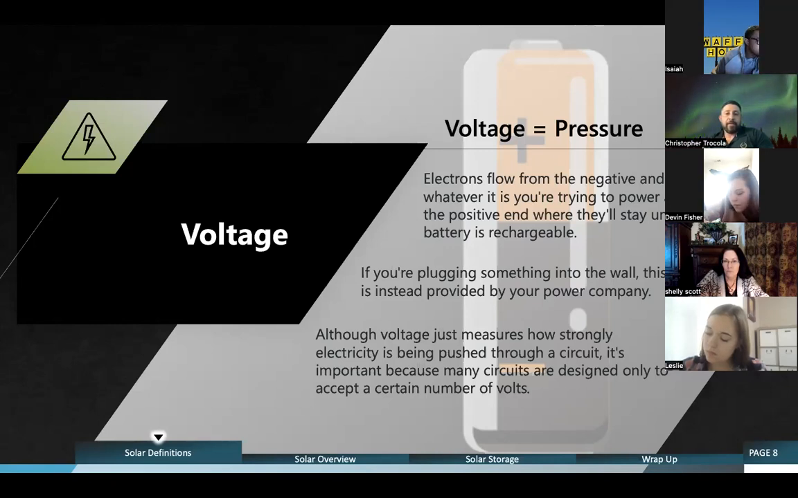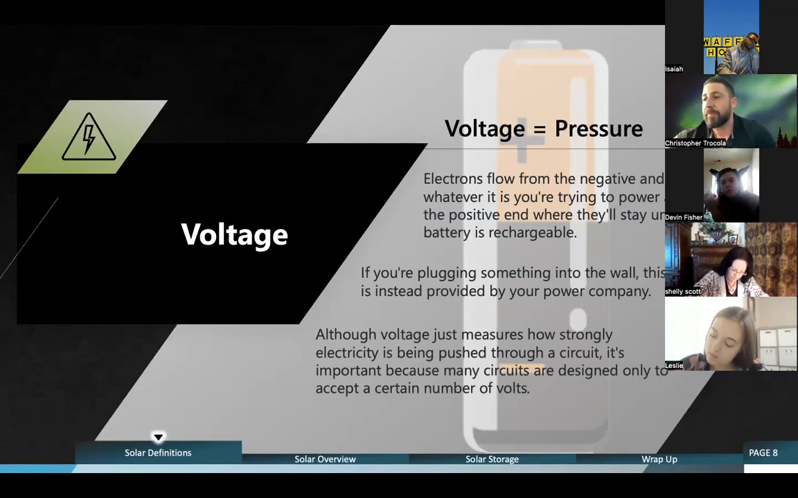Okay. So a couple things you guys might need to know for your test. Number one, voltage equals pressure. Number two, the power flows from the negative to whatever you're powering and then stores all that back in the positive if it's not rechargeable.